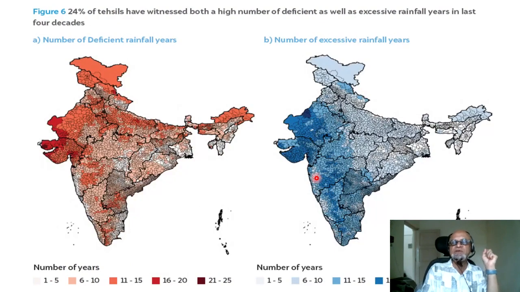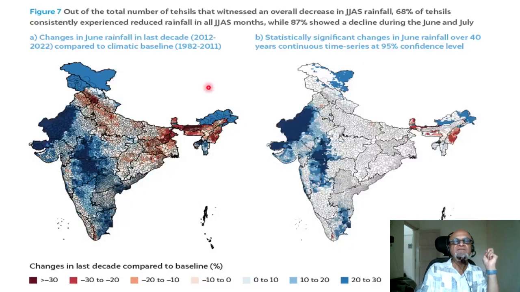number of deficient and excessive years, but if you look at the total number of tehsils that witnessed an overall decrease in JJAS rainfall, 68% of tehsils consistently experienced reduced rainfall in all JJAS months, while 87% showed a decline during June and July. So as we always say, there is a seasonal total which is decreasing, JJAS, that we looked at in some places.